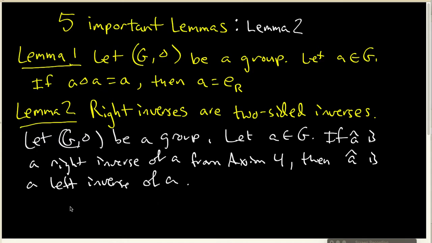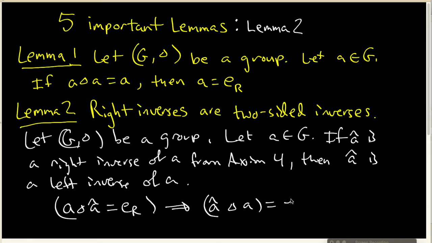In other words, A triangled with A hat equals ER is going to be enough to imply that A hat triangled with A will also be equal to ER. And it is this statement that we need to prove. And we're going to use lemma 1. Well, let's get started on the proof.